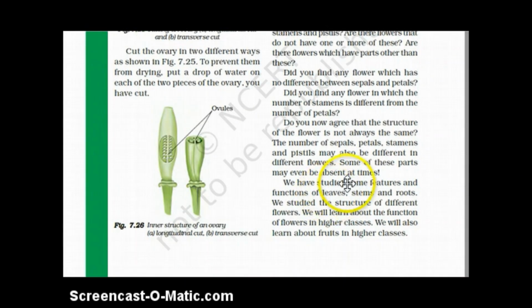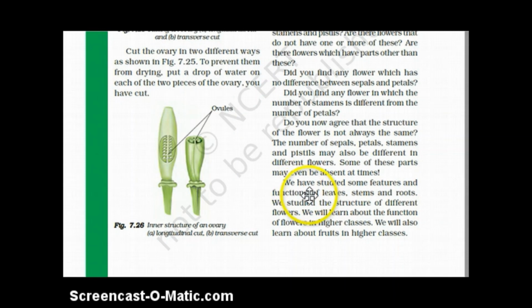and you just have to observe those different varieties. So you will observe that all these structures vary in plant to plant. In some of the plants, one or two structures may be missing also. Maybe sepals are not there, or maybe it has only pistil, or it has only stamen. That you will learn in your higher classes.